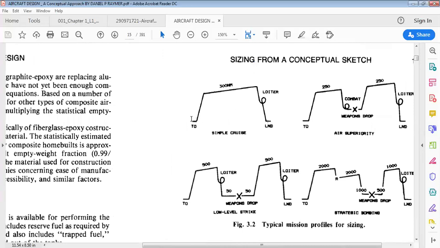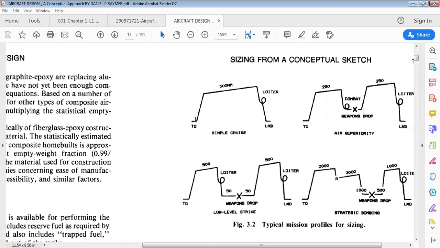See here, 1 to 2 is called ground roll, and this is called takeoff. 3 to 4 is called cruise, and 4 to 5 is the loiter, 5 to 6 is descent, and 7 to 8 is the landing. These are each segments, 1 to 2, 2 to 3.